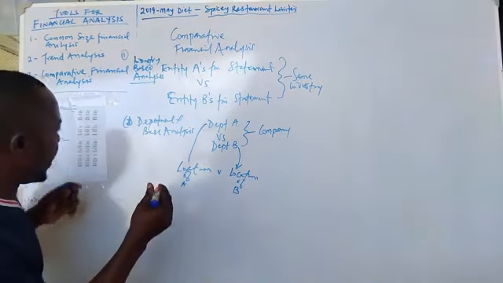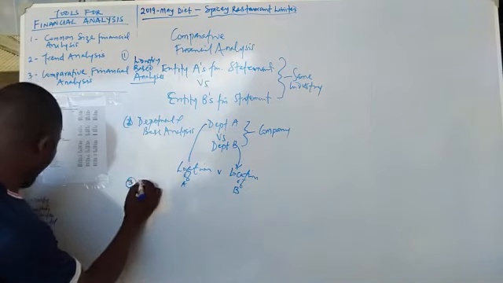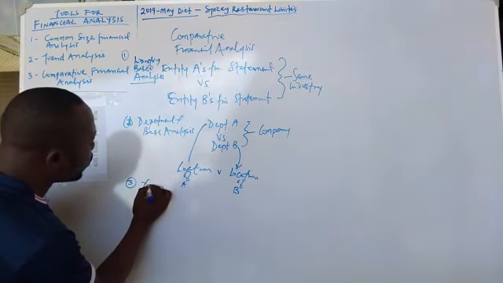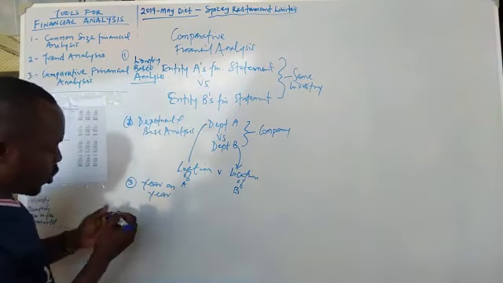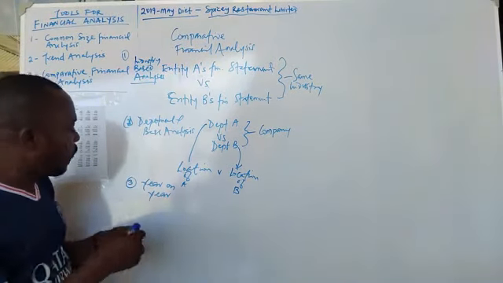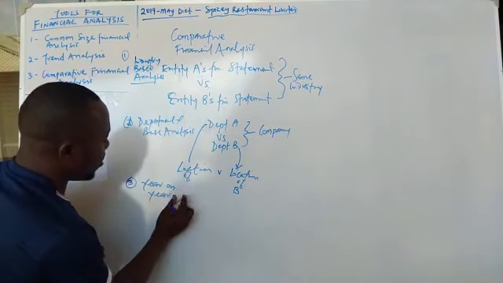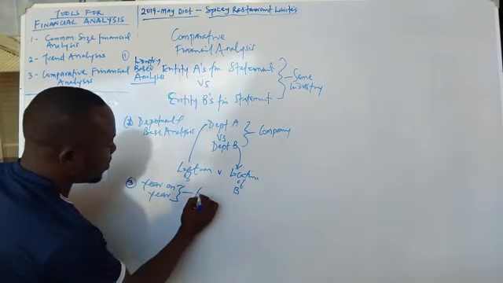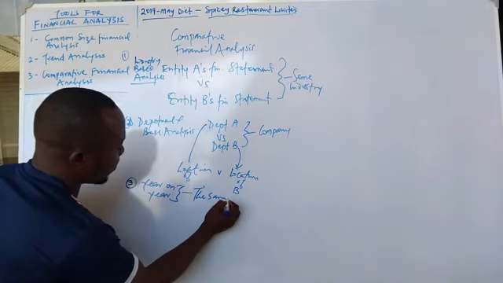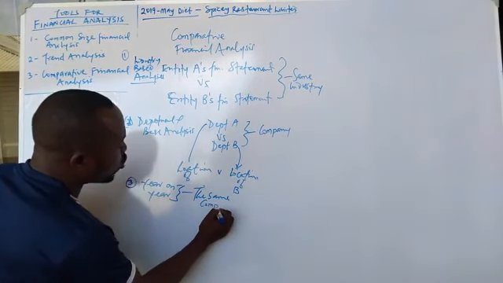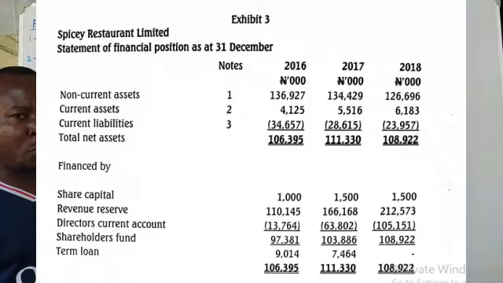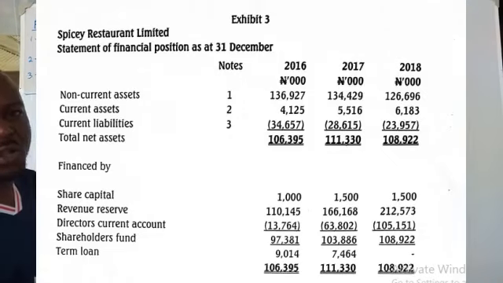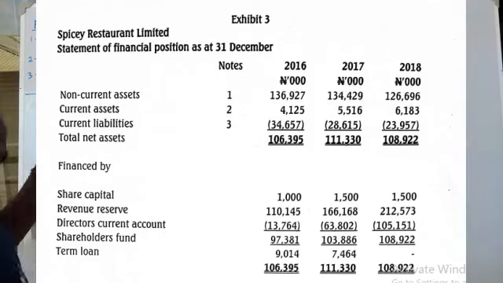The third one is the basis of comparison, where you can use what we call year on year. You can use a year-on-year basis for the same company. Now, what do we mean by year on year? Just like the case material displayed on your screen now, we have Spicy Restaurants Limited.